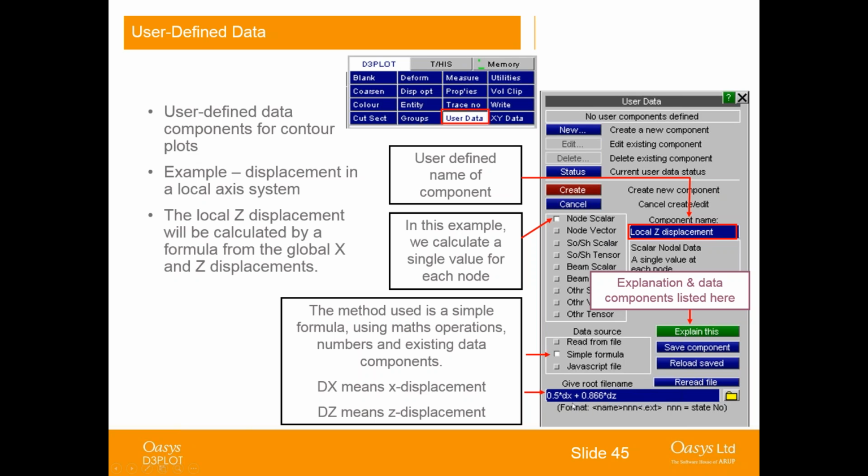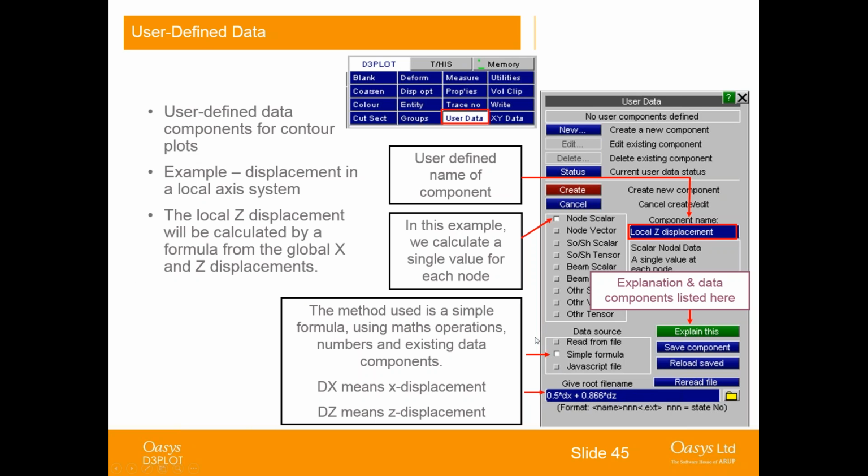So in this case, this is just an example. I don't know when you would use it, but the component that we want is the local Z displacement, and this particular user has defined this user-defined data component as 0.5 times dx, which is the global X displacement output by DYNA in the PTF file, plus 0.866 times dz. Again, that's the global Z displacement. So that's what this person has decided they want to plot.